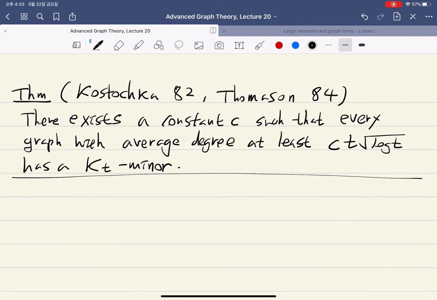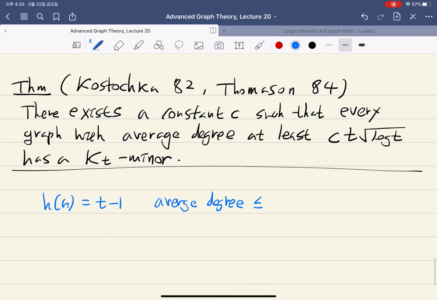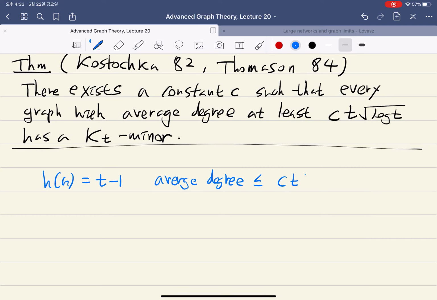So if we have this, then what it means is that if this Hadwiger number is, say, t minus 1, then it has no K_t minor. Then the average degree of G is at most C times t times square root of log t.